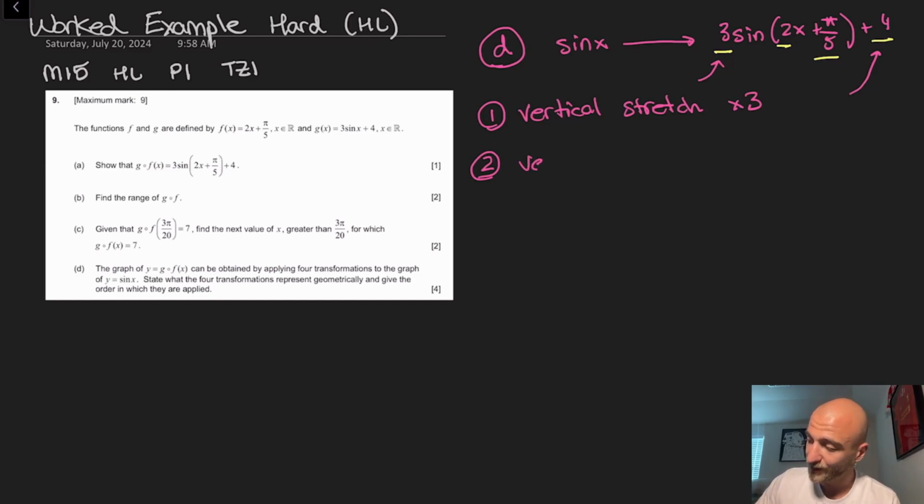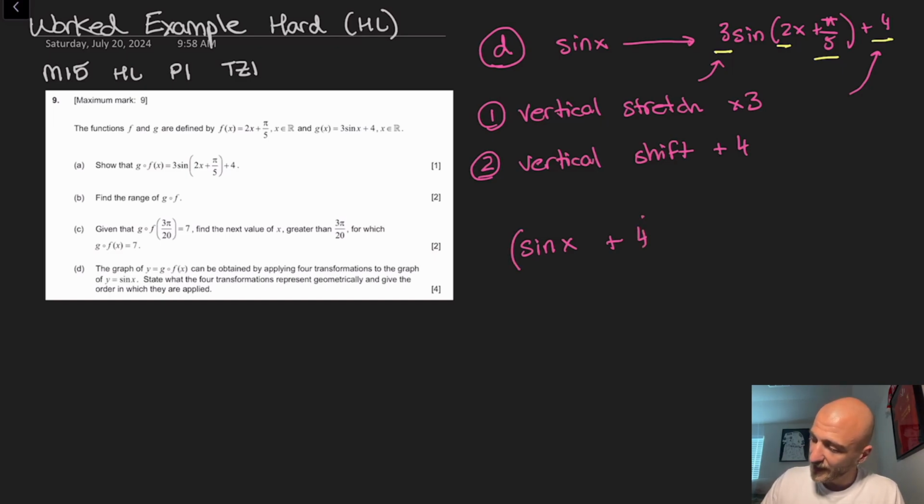There's a vertical shift of plus 4. Notice how the order is important here. What would have happened if we had said, oh, we're just going to do a vertical shift of 4 first? Say we started off with sine of x, and we did a vertical shift of 4, then we did a vertical stretch of 3.